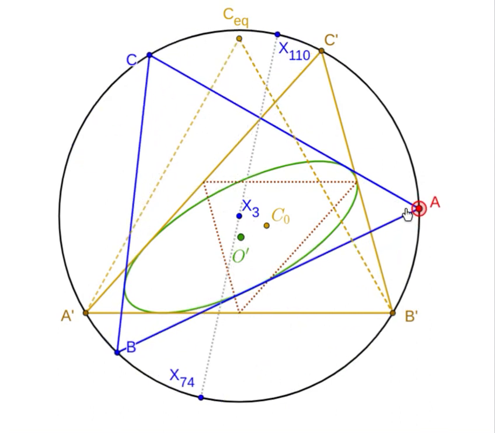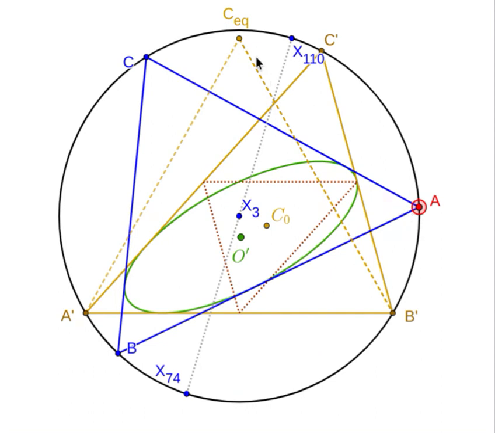I'm also showing here, just for reference, this vertex CEQ, which is where C prime would have to be for A prime, B prime, C prime to be an equilateral triangle. Okay, but clearly A prime, B prime, C prime is not equilateral, and in fact, you can see here that its centroid deviates from the circumcenter x3. If A prime, B prime, C prime were equilateral, these 2 points would have to coincide.